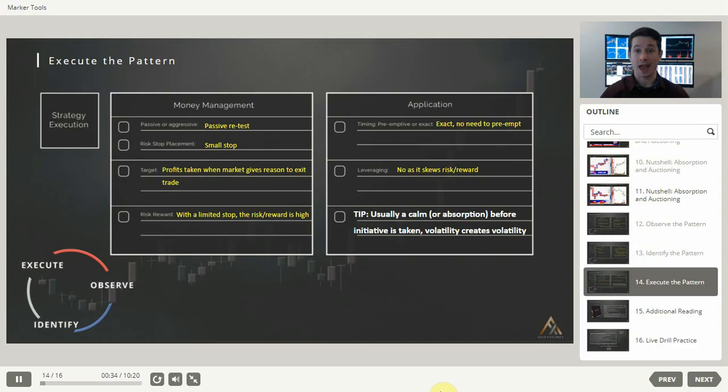We can always have a better stop. We can always get more size in. Okay, we can always get our timing even better. So that's the reason why we focus so much attention on our execution methodology, because we can always improve.